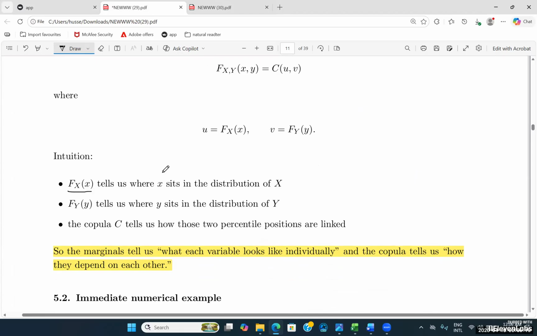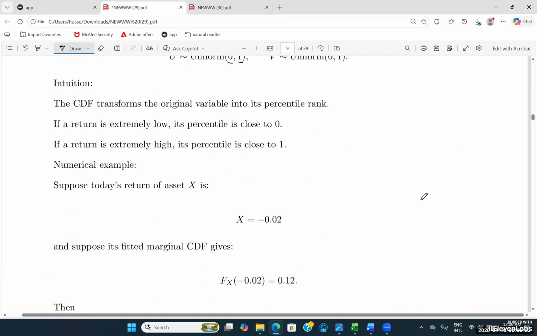So the capital F specifically will indicate to us the precise location of the x value within the overall distribution of the x variable. It also shows its placement within the distribution of the y variable, which, as I've already explained, is consistent with what was previously discussed.